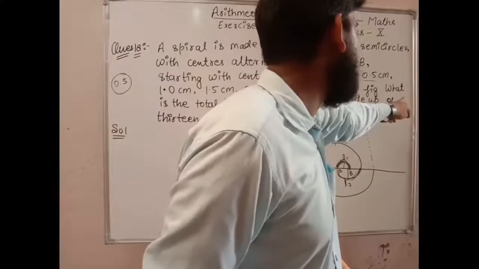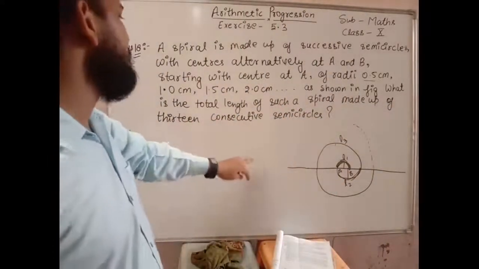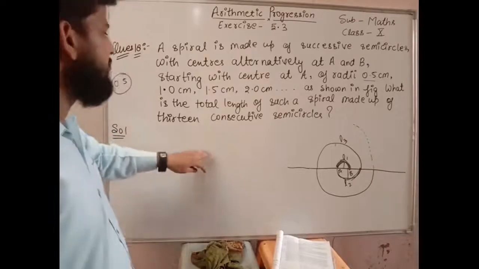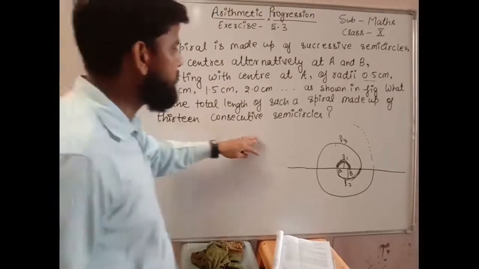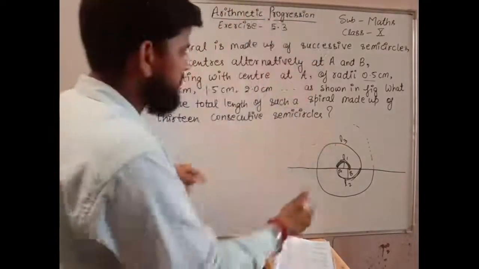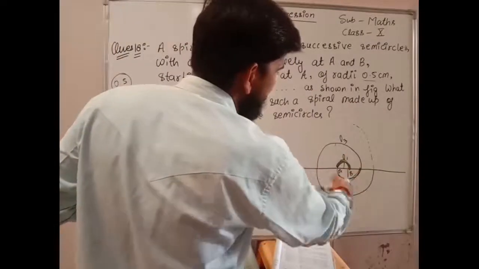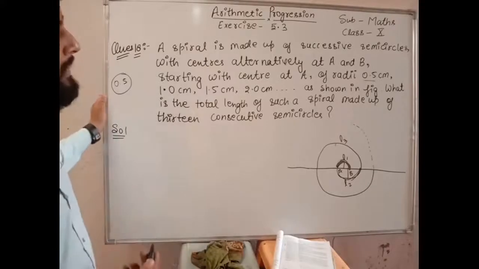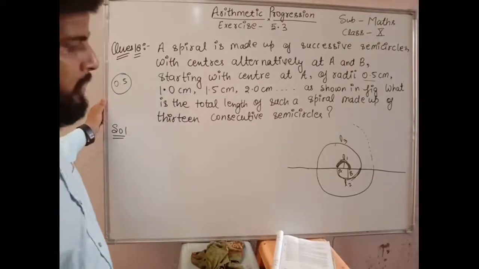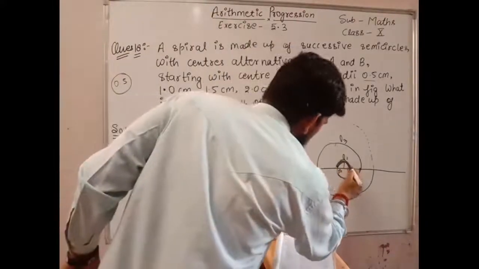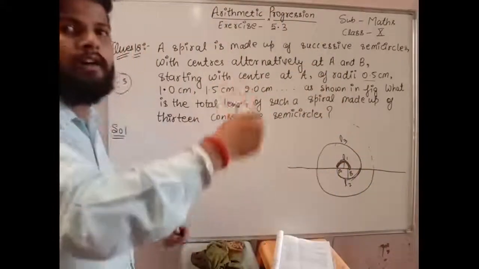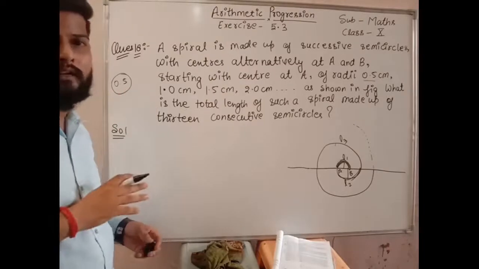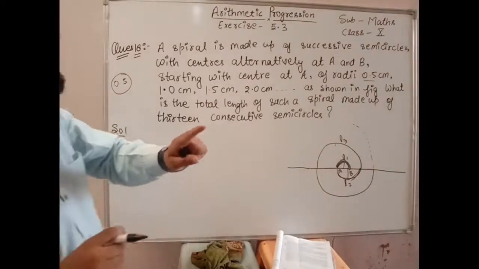So we have to calculate the total length of 13 semicircles. So they are 13 consecutive semicircles. Consecutive means one by one continuously. So how do we calculate total length? First we calculate the length of the first semicircle, then second, then third, then fourth. After that we will go up to 13. So first we calculate the length of the first semicircle.